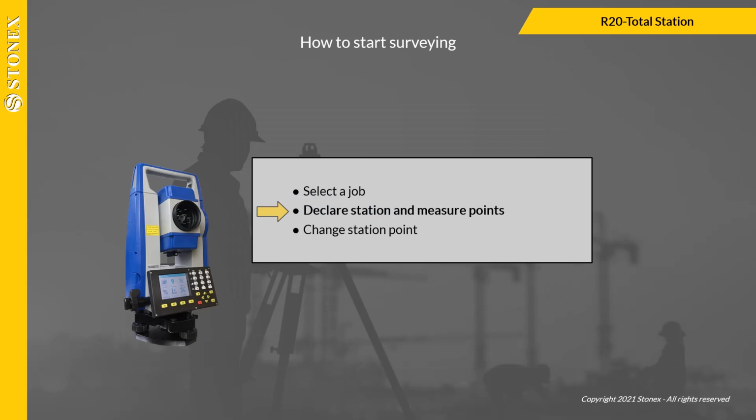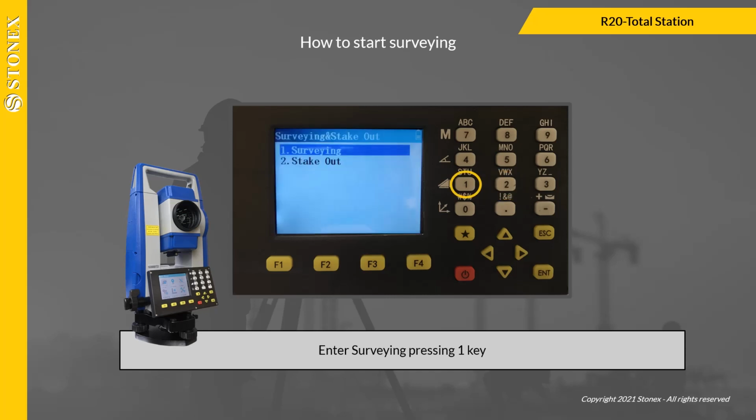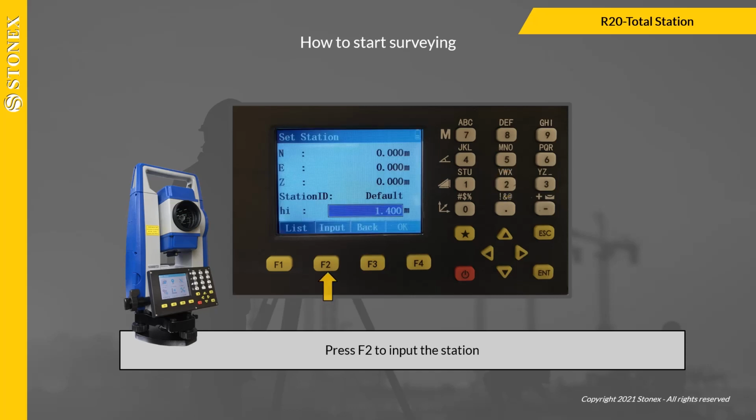To declare station and measure points, enter the survey menu pressing 2 key. Enter surveying pressing 1 key. Press 2 to set the station. Press F2 to input the station.